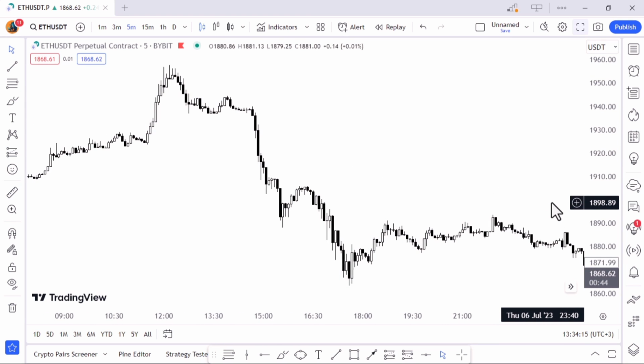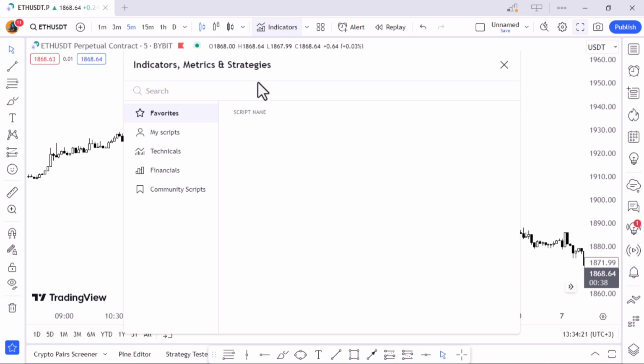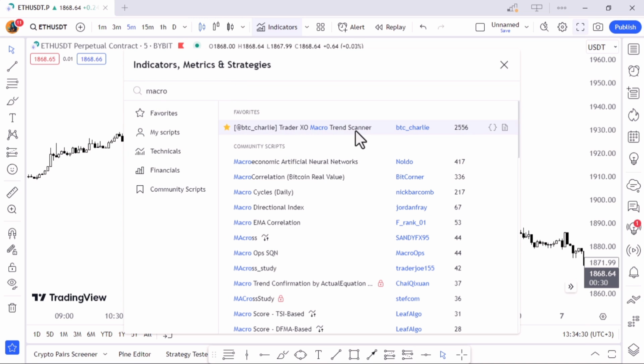In total, 3 indicators are going to be used in this strategy. Let's get to applying the first indicator. So for this, we will open the indicator section in TradingView, then type the first indicator's name, which is TraderXO Macro Trend Scanner. We add this to the chart.